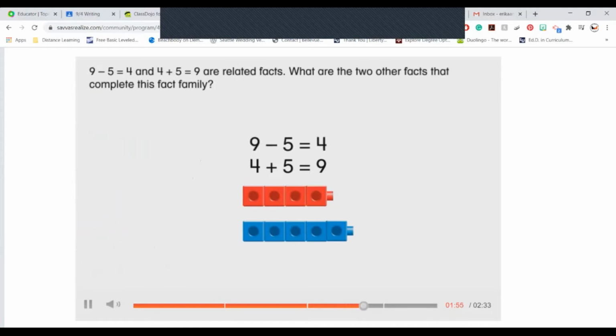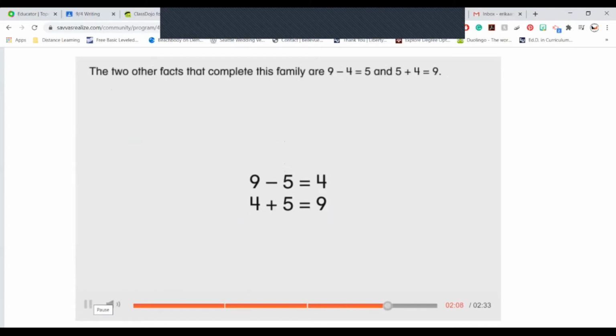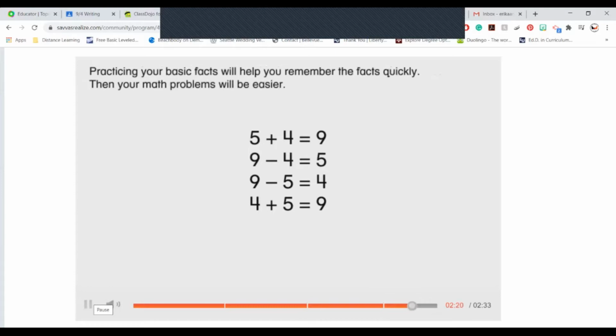9 minus 5 equals 4. And 4 plus 5 equals 9 are related facts. What are the two other facts that complete this fact family? The two other facts that complete this family are 9 minus 4 equals 5 and 5 plus 4 equals 9. Practicing your basic facts will help you remember the facts quickly. Then your math problems will be easier.